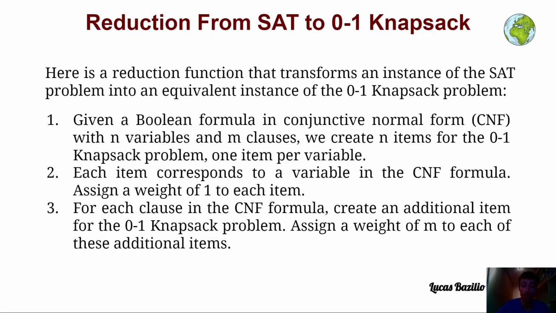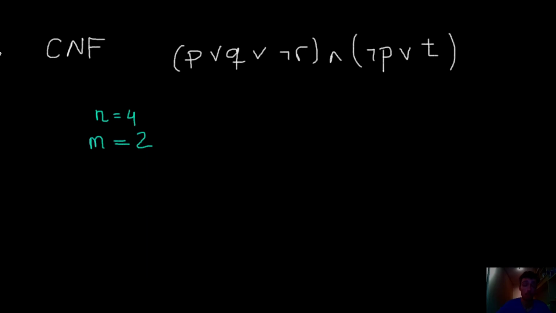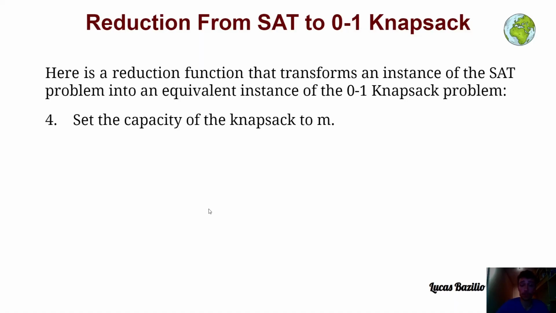And we are going to assign a weight of m to each of these additional items. Since we have m equal to 2, we have 2 clauses, so we are going to create 2 more items. We are going to have 4 items, each of them with a weight of 1 in the 0-1 knapsack problem, and then 2 extra items. Each of these will have a weight of m, so a weight of 2. We then set the capacity of the knapsack to m, and finally in this reduction function we set the values of all items to be 1.